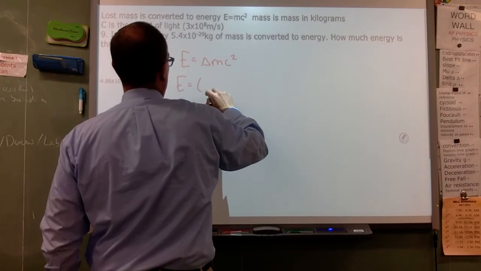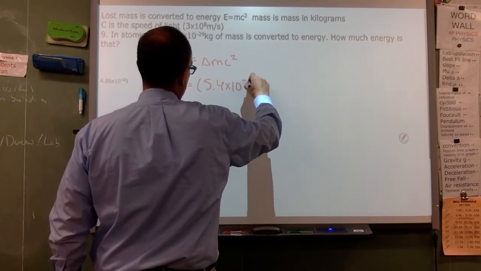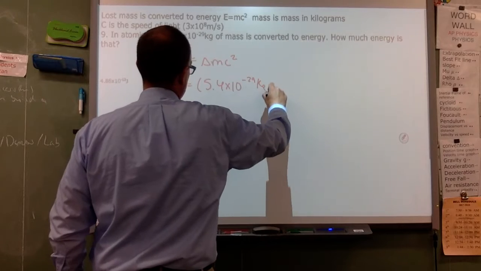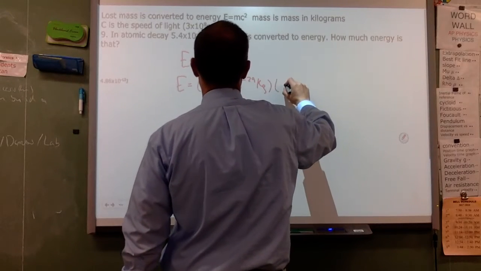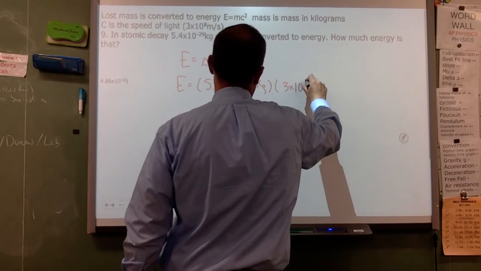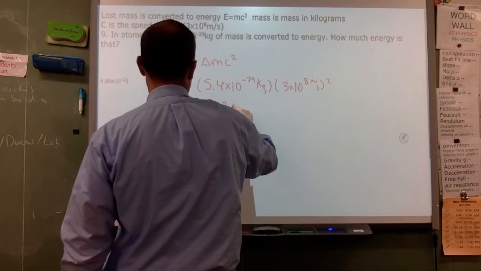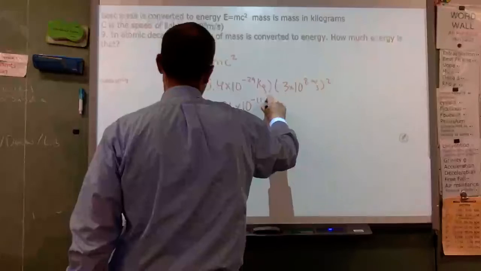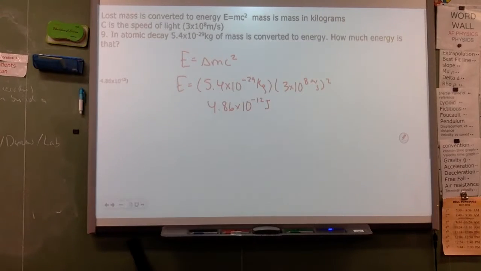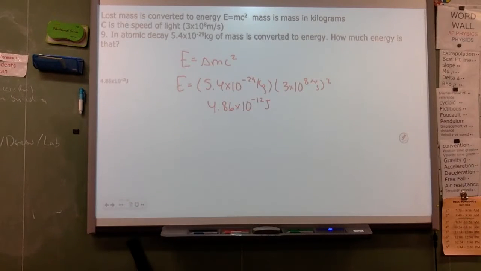And so this formula tells us that this change in mass, which they're telling us is 5.4 times 10 to the negative 29th kilograms, times the speed of light squared will tell us how much energy this is. And so this ends up being 4.86 times 10 to the negative 12 joules. So if we're talking about individual atoms, it's going to be a very small amount of mass lost and a very small amount of energy.